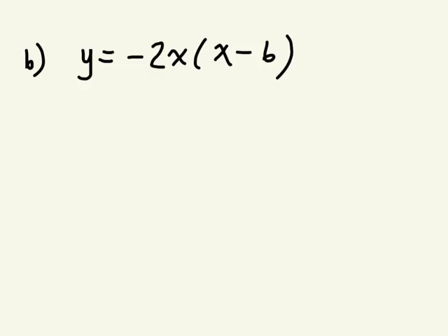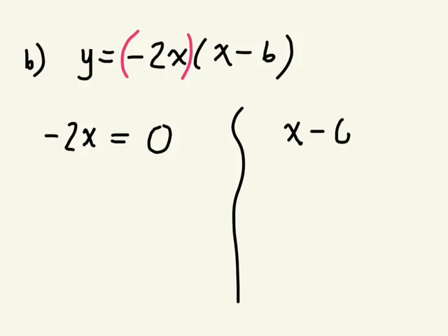Well, we have one factor here, right? This is in factored form. So -2x equals 0 when y is 0. And then we have x minus 6 equals 0, right? Those are the two factors. All I'm doing is replacing y with 0. So let's start with this one.